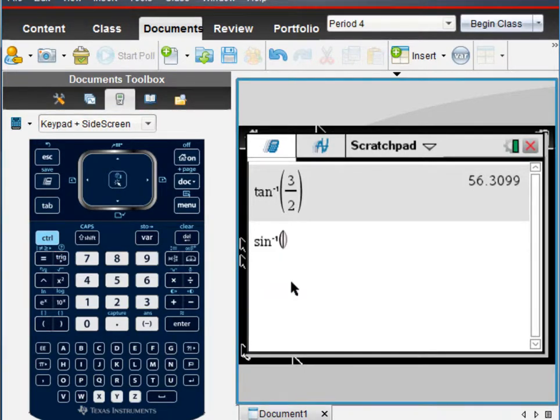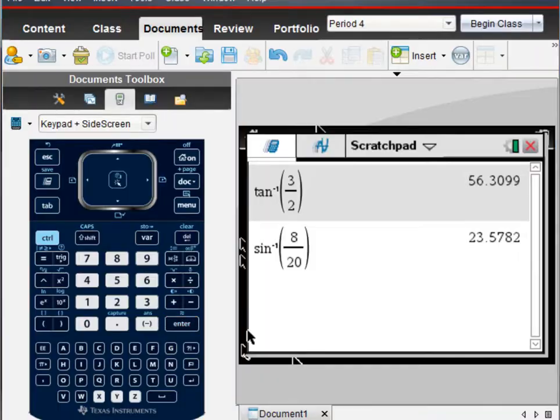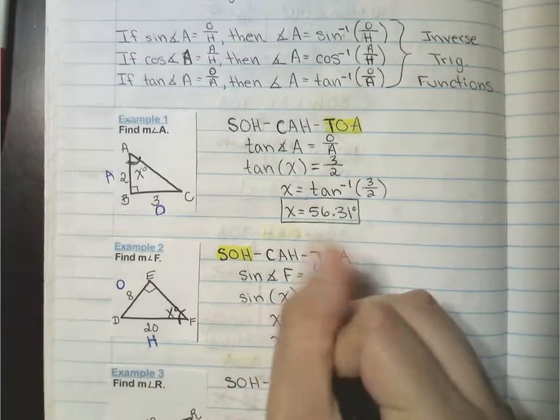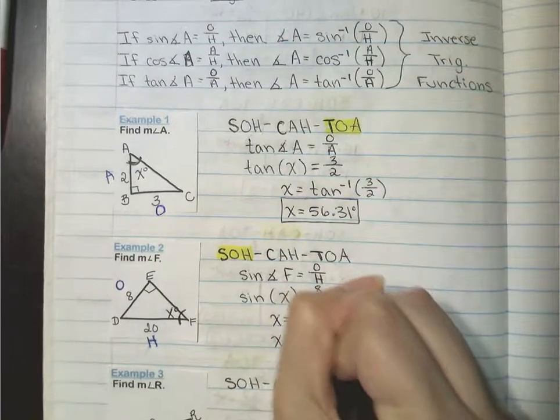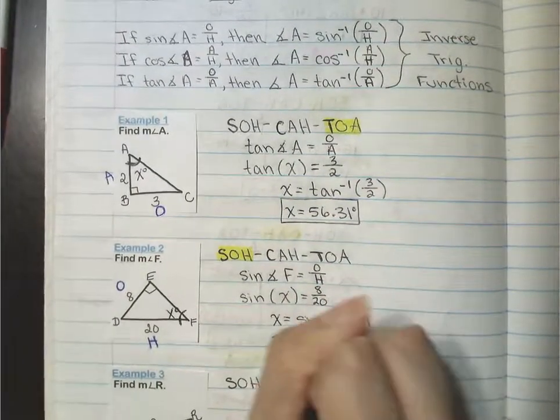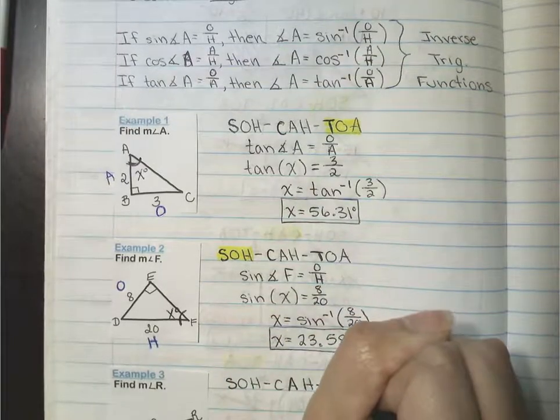So here's the inverse of sine, 8/20. That's 23.5782. I'm rounding to the nearest hundredth, so that's 23.58 for my x value. So here my answer is 23.58 degrees. That's the measurement of angle F.